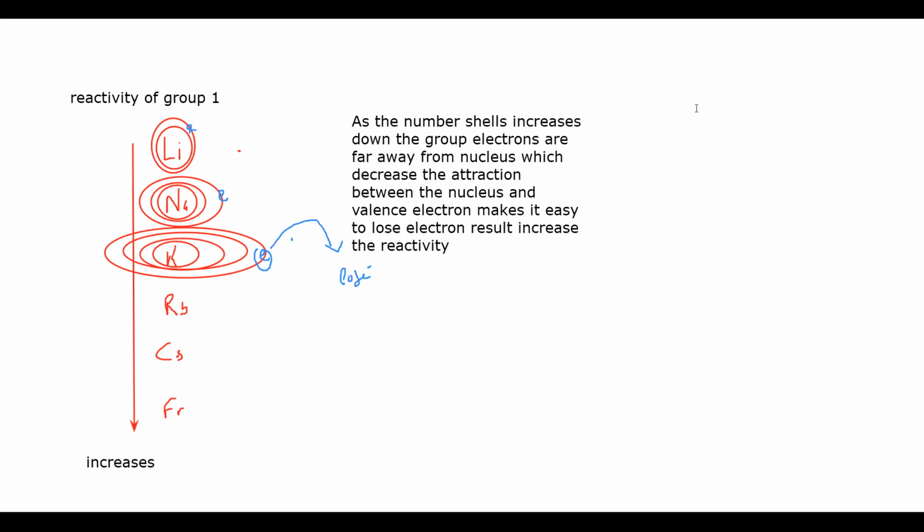Then another periodic trend is about the melting point of group 1. So melting point: as we go down the group, what we observe is that the melting point decreases. So we have lithium, then sodium, then potassium, rubidium, cesium, and francium. So alkali metals, or group 1 metals.